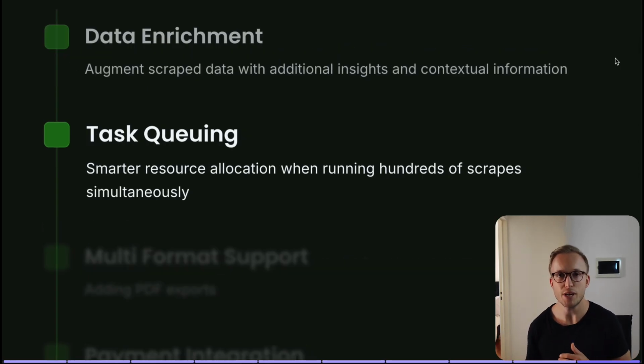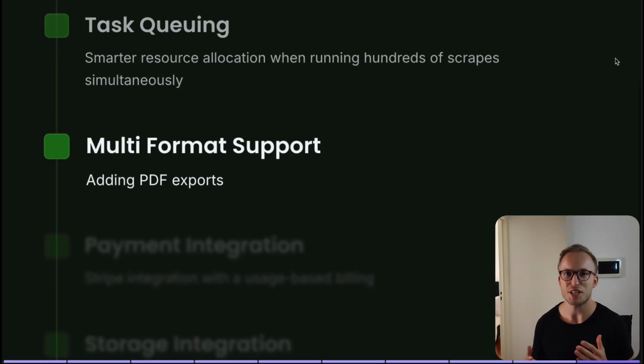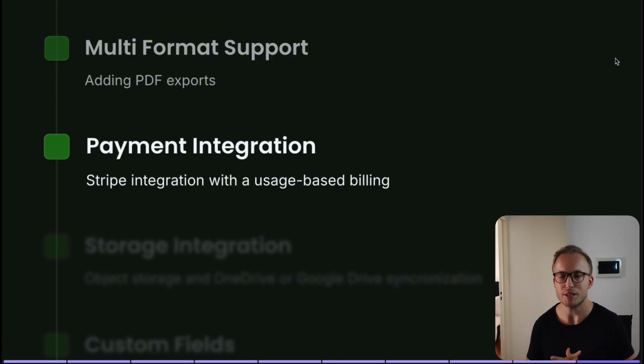Another feature is task queuing that Crawlee, for example, has already built in, but that's something that's really important as soon as this dashboard is used by several users simultaneously, so that I make sure that my server is not overloading. Another feature is multi-format support, so that the user can export not only CSV, but maybe also PDF or other file formats. Then I already mentioned the payment integration that I haven't implemented yet, but that's something that is really cool. For example, integrating Stripe and then enabling users to just simply top up credits.